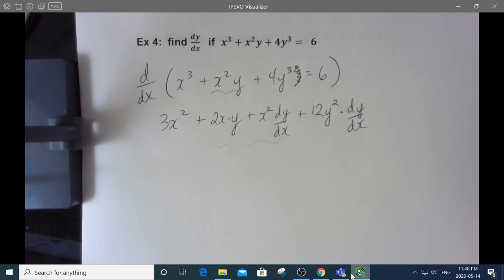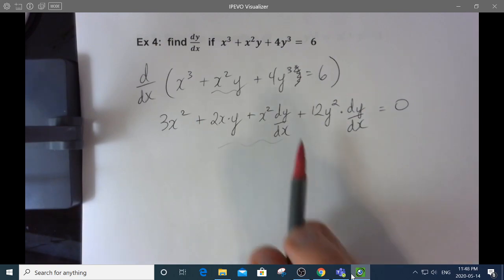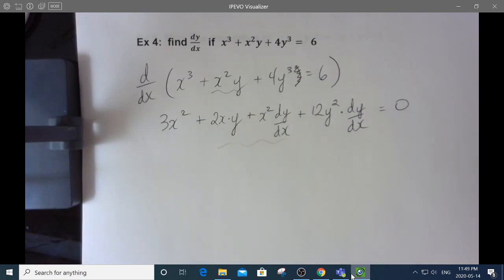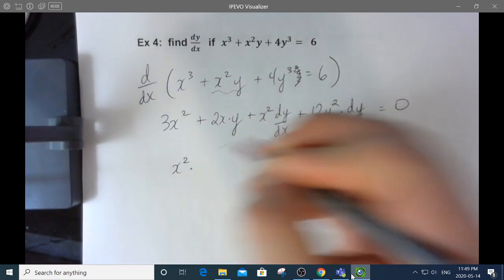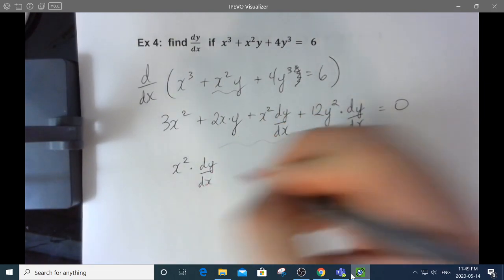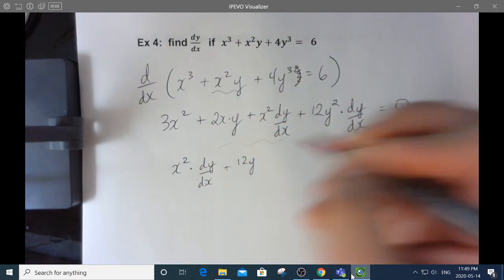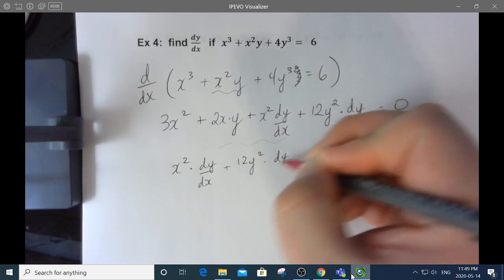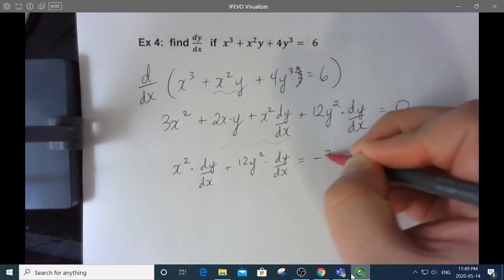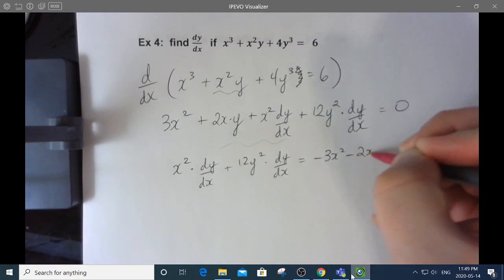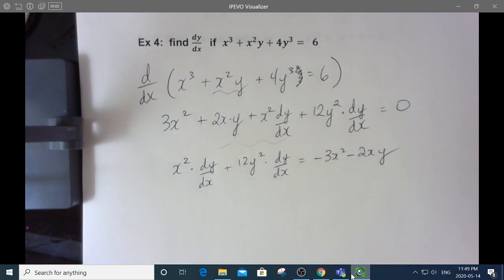Okay. Now, what am I going to do with that? Oh, yeah, equals 0. What am I going to do with that? Well, I have to solve this thing for dy/dx. So everything that isn't dy/dx is going to move to the other side of the equation. So I'm going to leave x squared times dy/dx plus 12y squared times dy/dx on this side. And on the other side, I'm going to have negative 3x squared minus 2xy, right? Because I moved those two things to the other side by subtracting them.